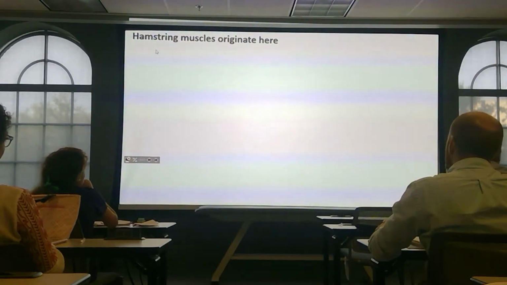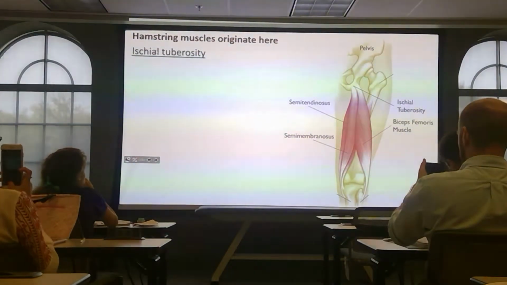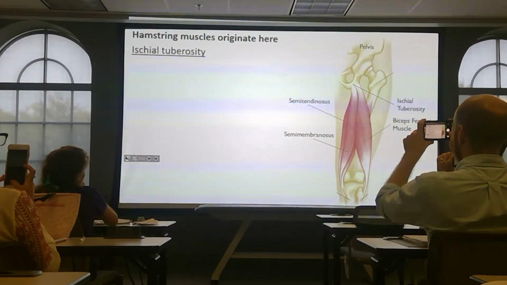All of your hamstring muscles originate on which bony feature? Very good, the ischial tuberosity. So if you have a fracture to the ischial tuberosity, then none of your hamstring muscles are going to work properly.